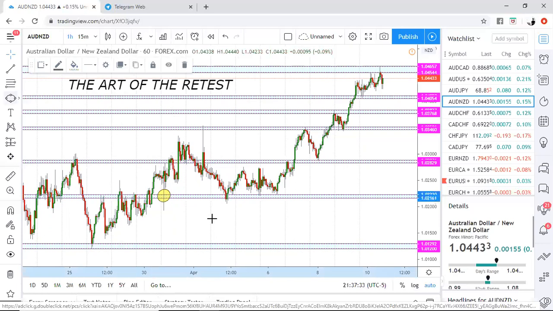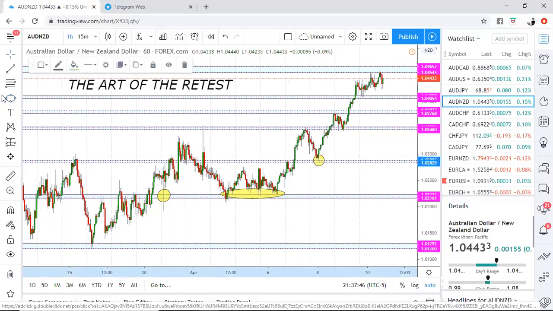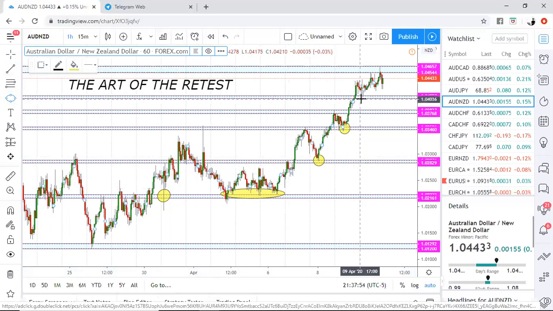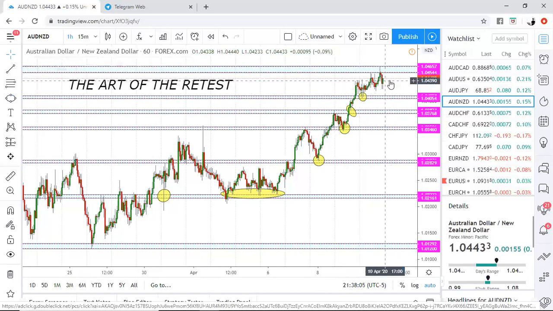So that would be one of the first retests. And then all the way in here would be another one. This one. This one as well, as we work our way up. There's also one there. It may not look like there's one there, but there's also one there. And then currently we're trapped right here between these two levels.